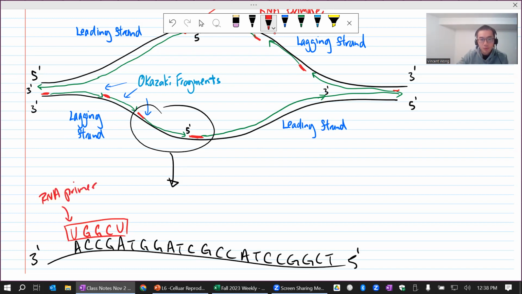Again, nothing is new. And then you might have another primer here. Okay, another primer here. Why do you have so many primers? Well, because we are looking at the lagging strand here. The lagging strand is not built in one go. You gotta do it in fragments, right? This is 5' to 3', like this.